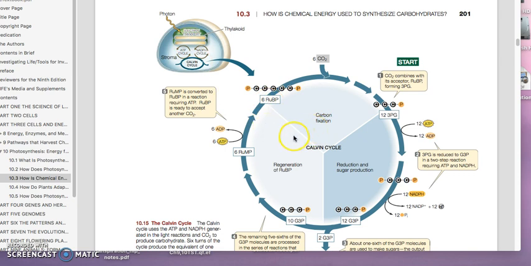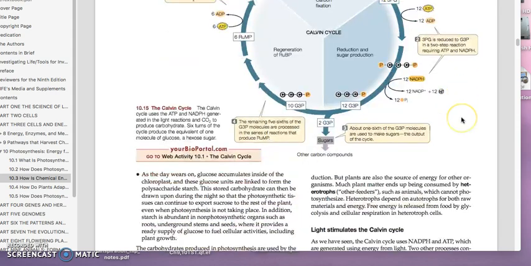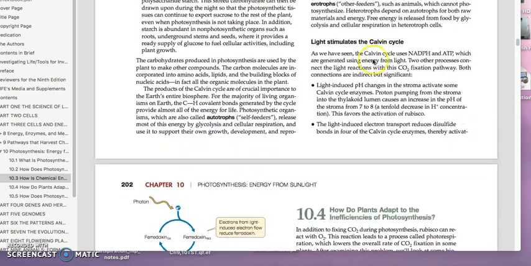The Calvin cycle has to have ATP. Look right there. ATP going into the Calvin cycle. NADPH going into the Calvin cycle. So if there's no light, there's no ATP or NADPH made, therefore no Calvin cycle. So, the Calvin cycle uses NADPH and ATP, which are generated using energy from light.